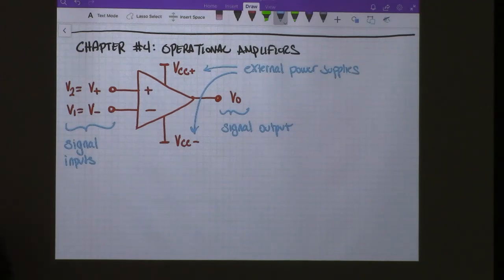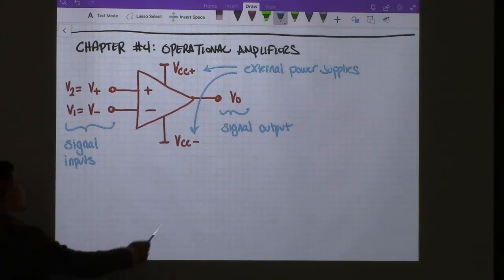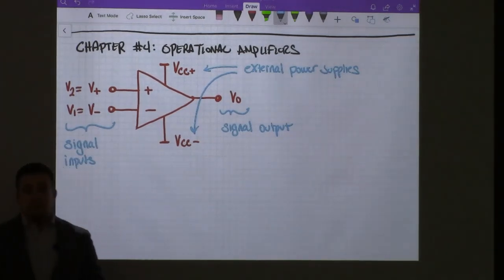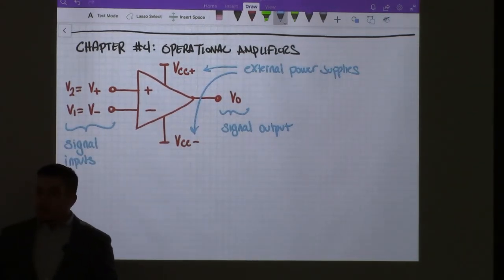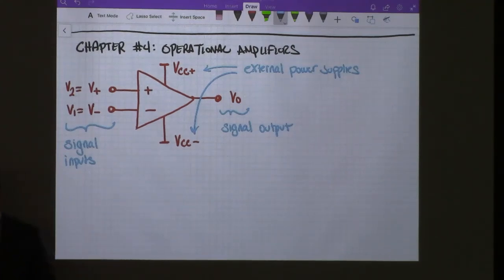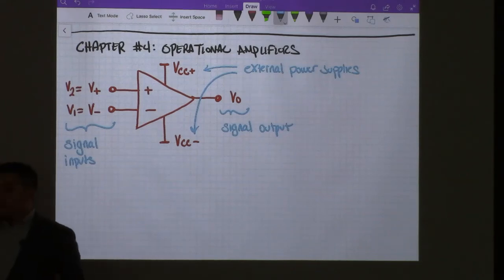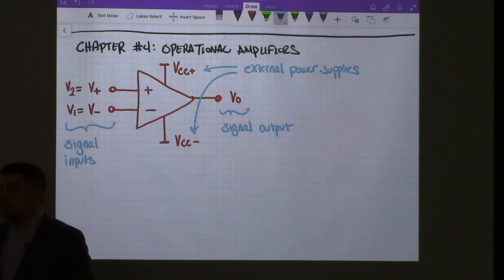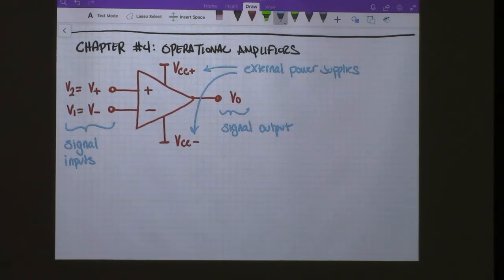So the amplifier, like any other component, is not going to violate KCL or conservation of power for that matter. The power coming in on both of the input channels can be very low, and then the power of the signal coming out can be significantly higher. And the reason for that is because we have additional current, additional power that's going to be supplied by the VCC plus and the VCC minus.